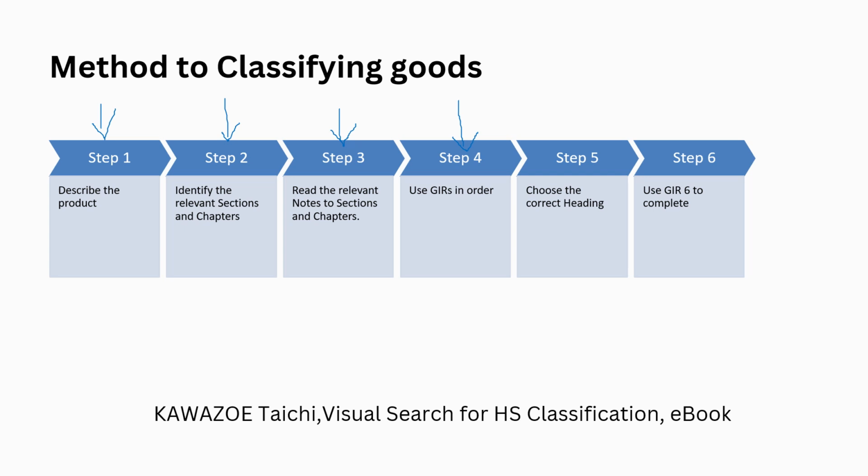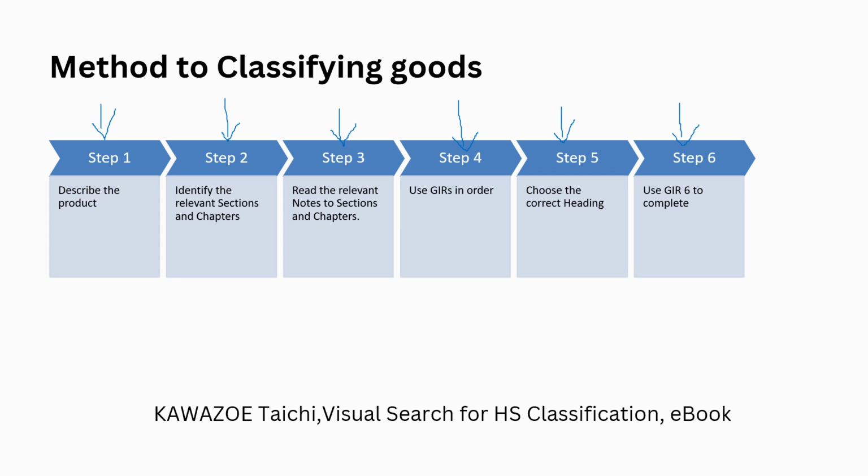And then remember, you must use them in sequential order from number 1 to 6. Then choose the correct heading. And lastly, use GR Rule 6. That GR Rule 6 basically tells you to use up to the subheading, and that is more applicable to the good. But let's put this in practice. Let's see how it looks and actually how it works.